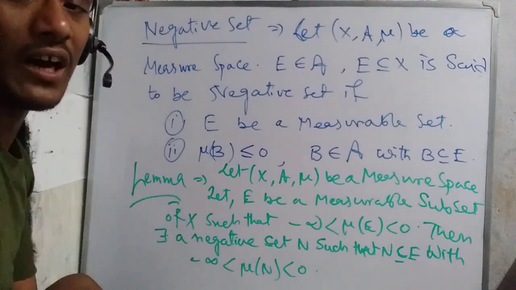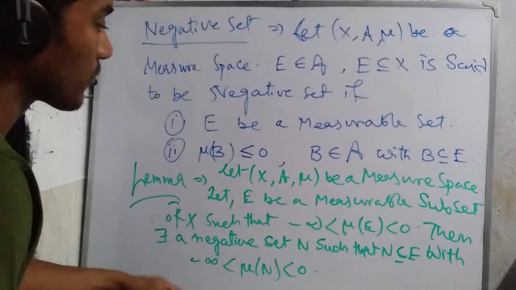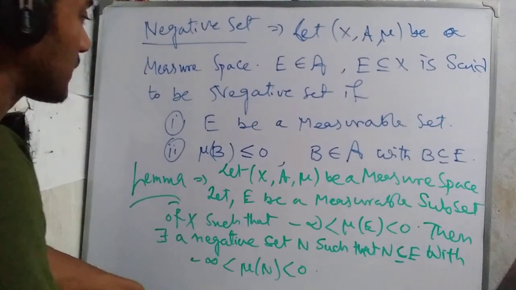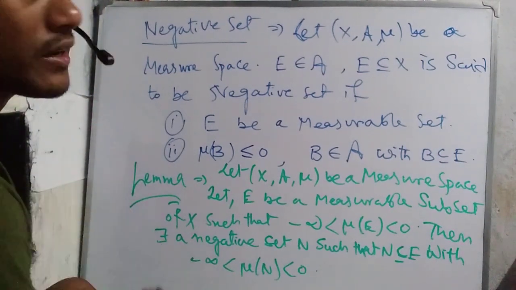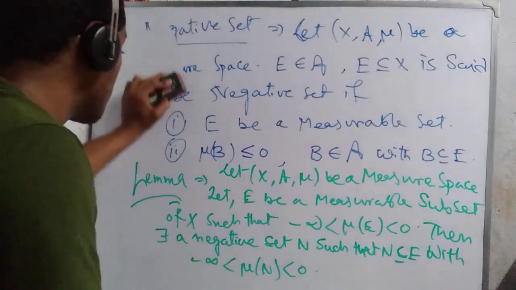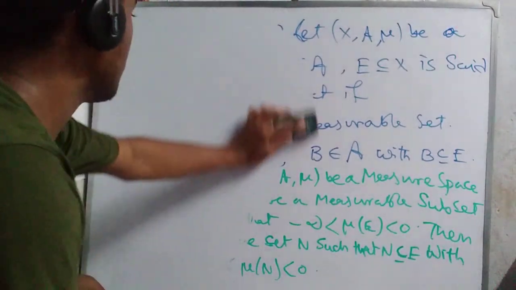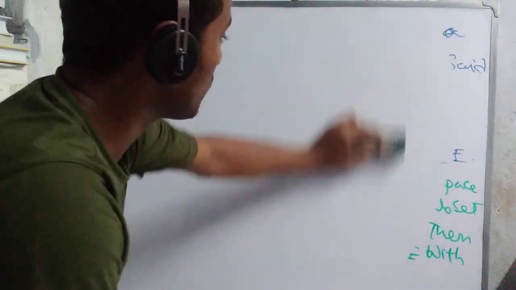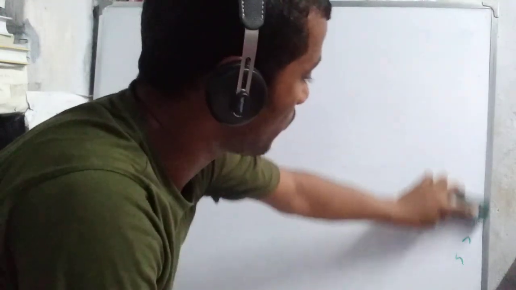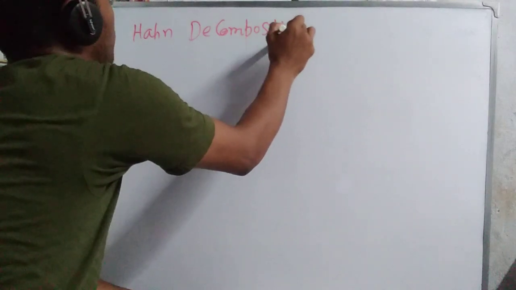I think this is not a problem at all. This is the corresponding lemma to the one for positive sets, but here we construct a negative set, the same as the positive set's lemma. So today we discussed these two lemmas, negative sets and positive sets. Now we go on to the Hahn decomposition theorem, an important theorem in measure space, and in L^p spaces this is also an important theorem. We discuss it today. So we write the statement first. Hahn decomposition theorem.